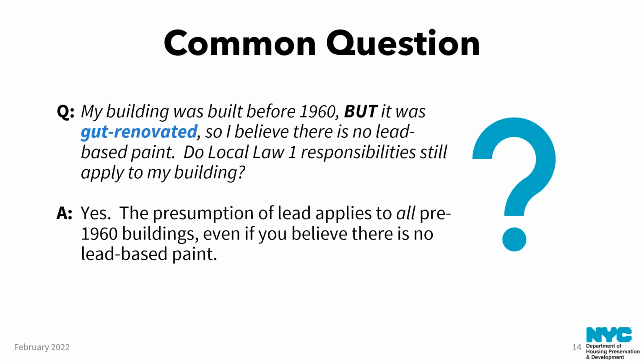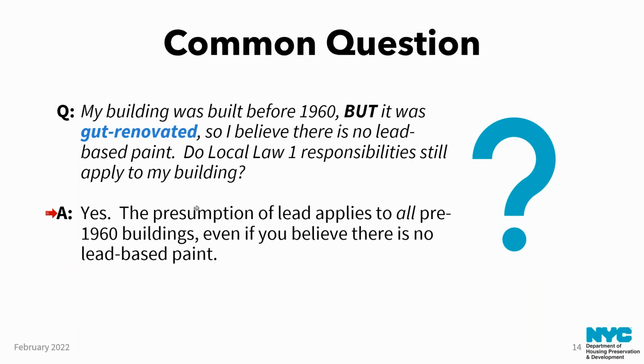Now, there's a common question that we get in every webinar, and it's specifically relevant to today's topics. We always get many versions of this question, so we wanted to answer it very directly up front. The question sounds like this: My building was built before 1960, but it was gut renovated. So I believe that there is no lead-based paint in my building. Do Local Law 1 responsibilities still apply to my building? And the answer is yes.